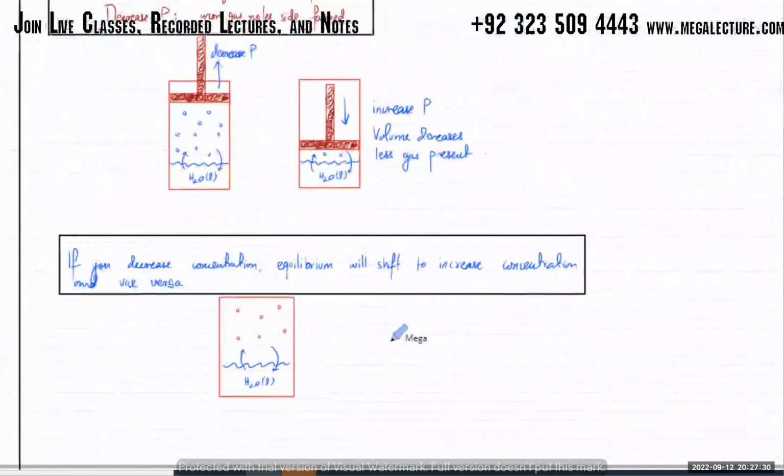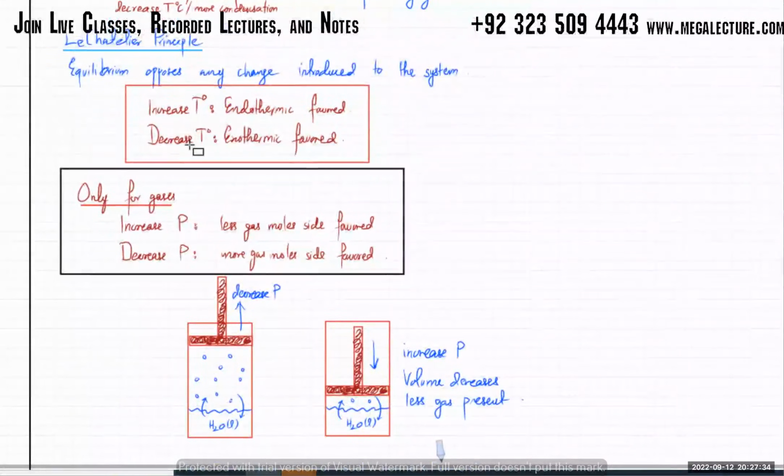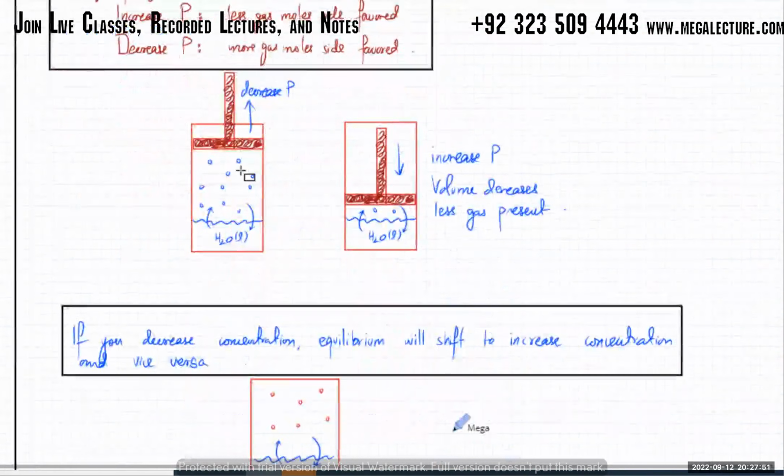Okay, so remember this. Rules ke, you increase temperature, endothermic is favored. You decrease temperature, exothermic is favored. This applies if the equilibrium has gases. If it doesn't have gases, this rule does not apply. Increase karoge pressure, less gas formed. Less gas mole side is favored. Decrease pressure, more gas mole side is favored. Okay? I mean, decrease pressure, the volume increases. So there's obviously going to be more gas produced. Increase pressure, the volume decreases. So you can't produce a lot of gas.